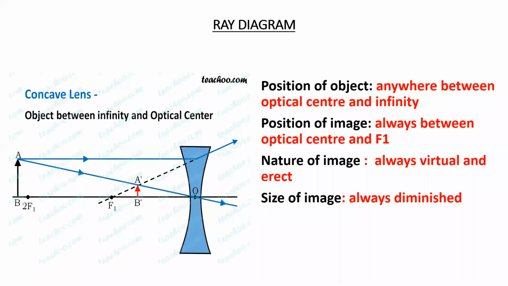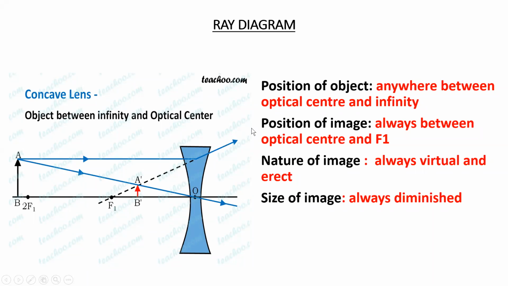Second case is when the object is kept anywhere between the optical center and infinity. कहीं भी optical center और infinity के बीच कहीं भी object को रख दो, anywhere. यानी कि anywhere means it can be beyond 2f1, it can be at 2f1, it can be between f1 and 2f1, it can be at f1, it can be between optical center and focus, secondary focus, anywhere, kahin bhi.